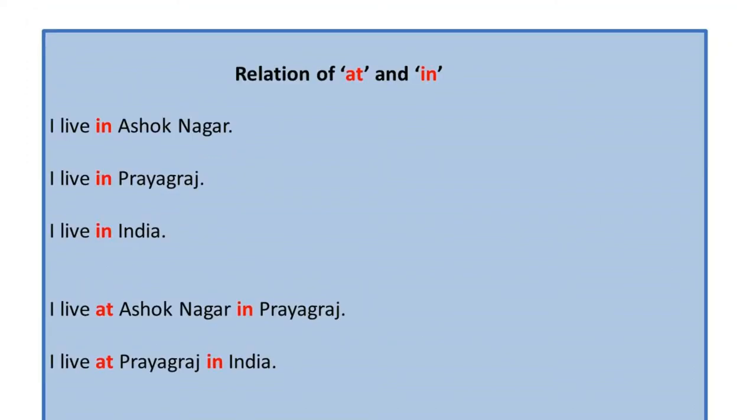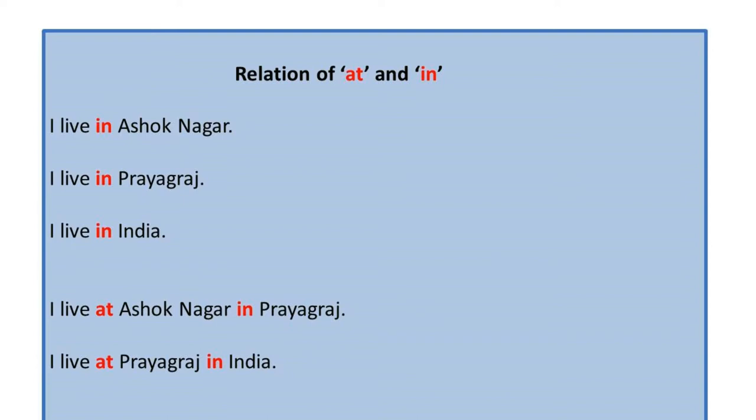Okay? Let us know where to use the preposition at and where to use the preposition in when we are talking about two places in one sentence. Look at the sentences now. For example, I said, I live in Ashok Nagar. I live in Prayagraj. I live in India. So Ashok Nagar is a place in Prayagraj and Prayagraj is a city in India.